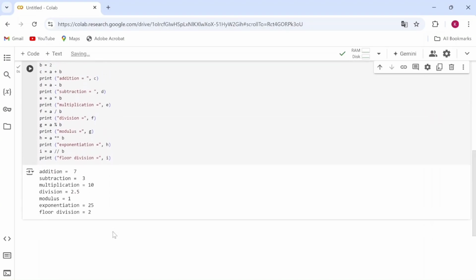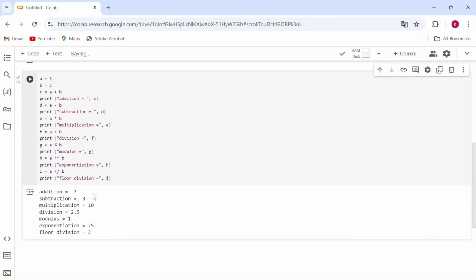So the output is addition is equals to 7, subtraction is equal to 3, multiplication is equal to 10, 5 into 2 equals to 10. Division is equal to 2.5. It returns floating point value, that's why 2.5. Modulus returns remainder, that's why 5 divided by 2 returns 1.